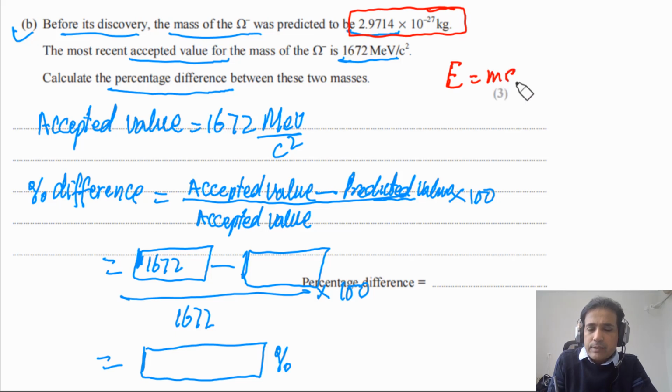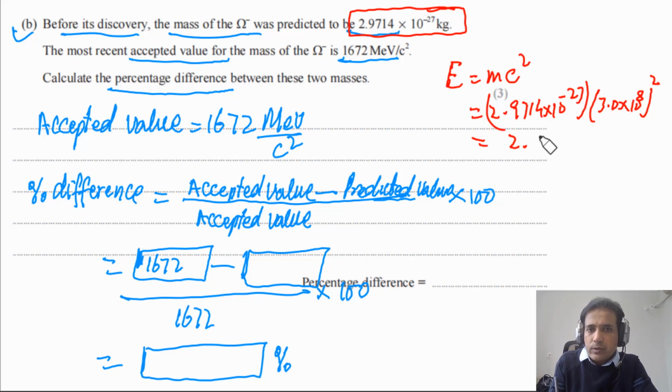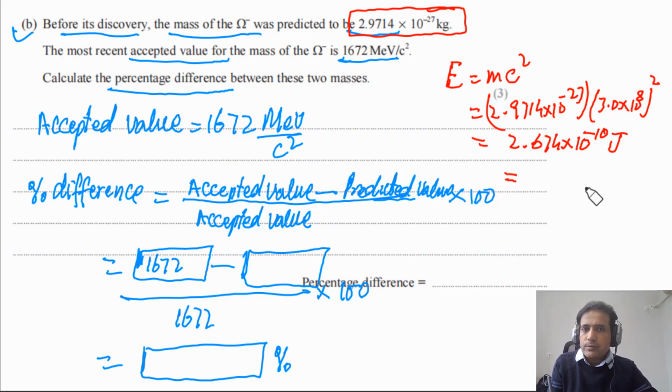So we can write down 2.9714 times 10 to negative 27, and this is multiplied with 3.0 times 10 to the 8 squared. So if we solve this one, we will get 2.674 times 10 to negative 10 joules. This is in joules now, but we need to convert this one into electron volts. To convert this, you can rewrite this again: 2.674 times 10 to minus 10. We need to convert into electron volts. So simply we need to divide by 1.6 times 10 to minus 19.